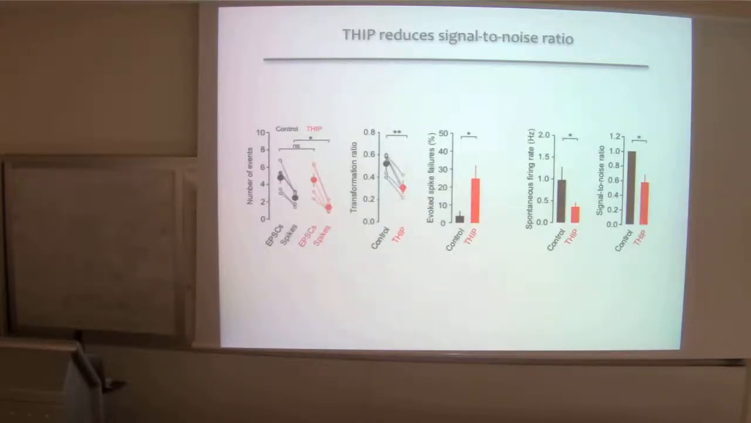Again, if we look at the numbers, under control conditions you get on average about 5 or 6 EPSCs, which results in about 3 spikes. You get the same when you enhance tonic inhibition, but you get a significant reduction in the overall number of spikes. The number of evoked spike failures goes up to about 25%. So for 25% of the time you give the stimulus, you get no response whatsoever in a granule cell.